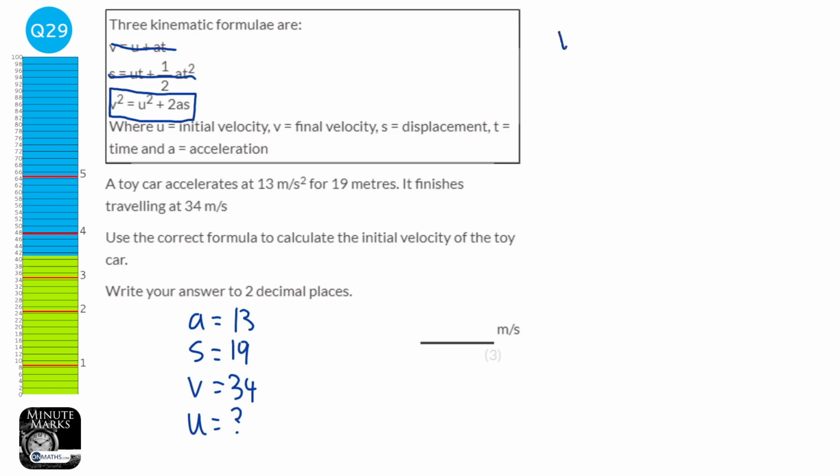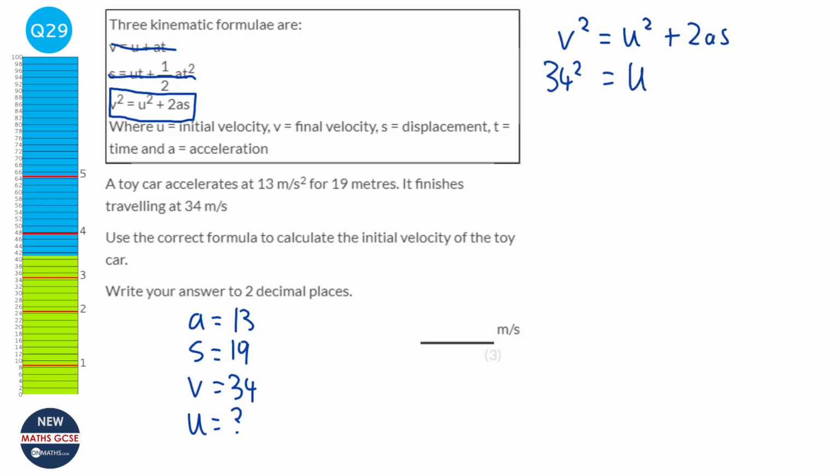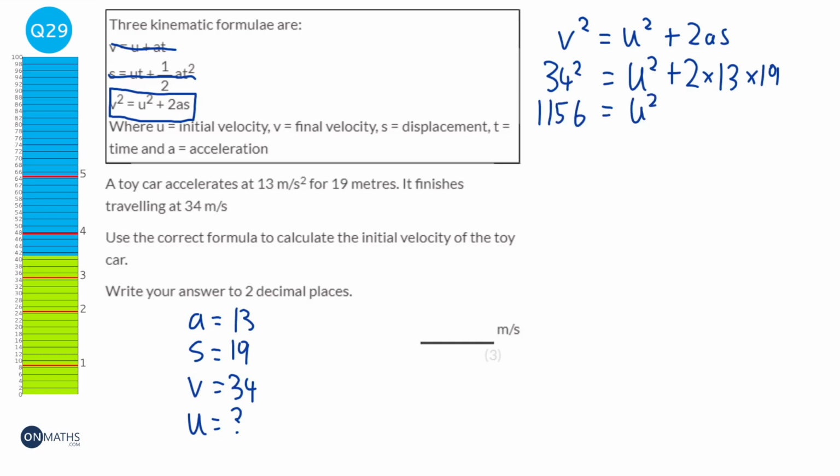So let's write that out. v squared equals u squared plus 2as. So that would be 34 squared equals u squared, because that's the one we're looking for, plus 2 times 13 times 19. Okay, so let's just work these parts out. And so we've got 2 times 13 times 19, which is what, 494.